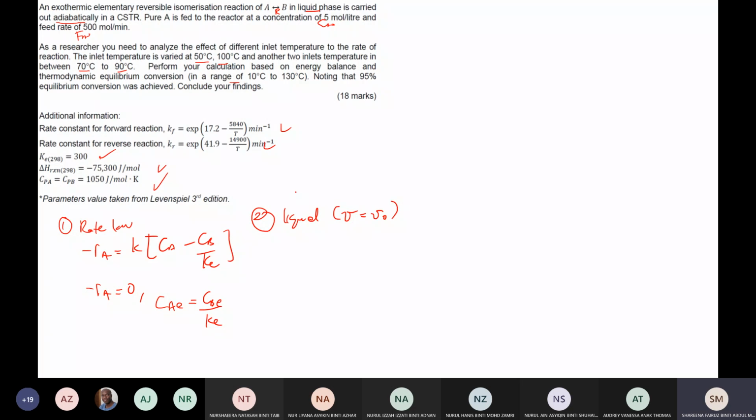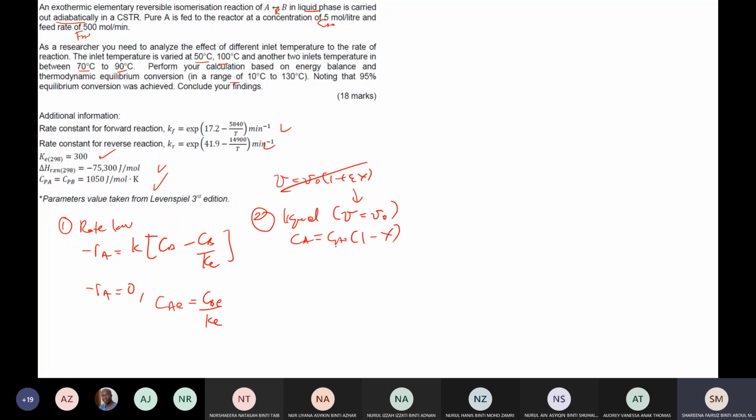Okay, this is liquid. Kalau dia gas phase, kita akan buat V is equal to V naught (1 plus epsilon X). Okay, so this is liquid, so kita consider yang ni. So this one is CA is equal to CA naught (1 minus X). Okay, so stoichiometry akan sama je, tak kisah reversible ataupun irreversible. Yang difference dia adalah rate law dia. Okay, and also K dia. K dia adalah K besar.